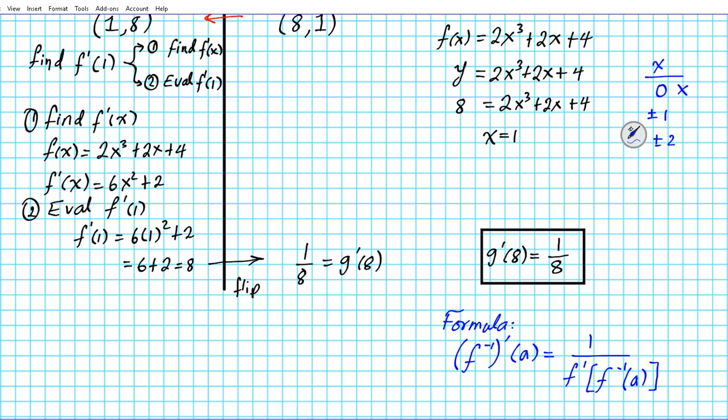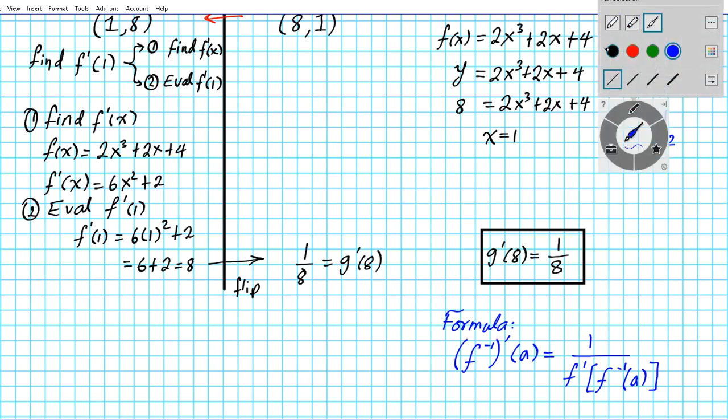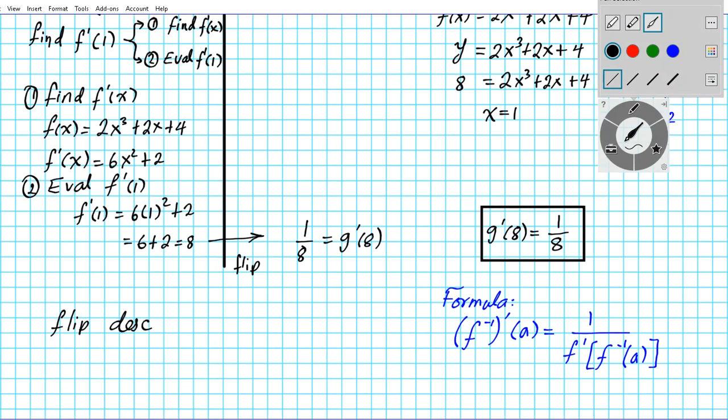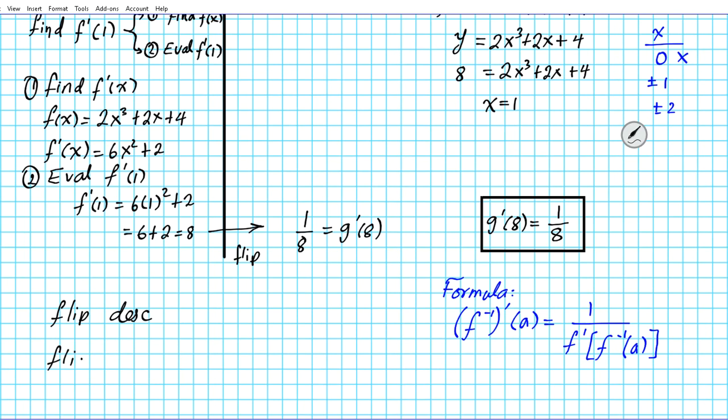Okay, so now to do this, there's an acronym that can help you remember the steps for finding the derivative of inverse functions, which is Flip Desc. Okay, what does that mean? Flip Desc basically means you flip the derivative evaluated at switched coordinates. Okay, at switched coordinates. And that's exactly what we did.